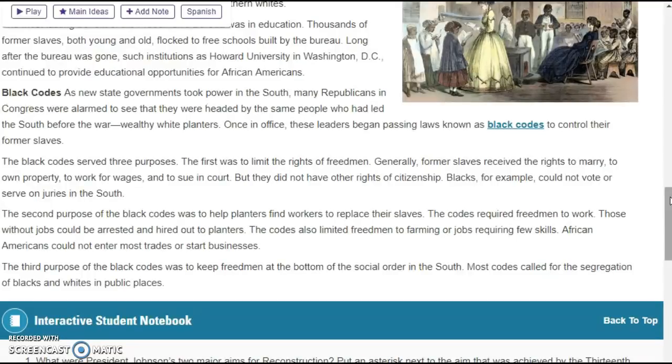The second purpose of Black Codes was to help planters find workers to replace their slaves. The codes required freedmen to work. Those without jobs could be arrested and hired out to planters. The codes also limited freedmen to farming or jobs requiring few skills. African Americans could not enter most trades or start businesses. The third purpose of black codes was to keep freedmen at the bottom of the social order in the South. Most codes called for the segregation of blacks and whites in public places.